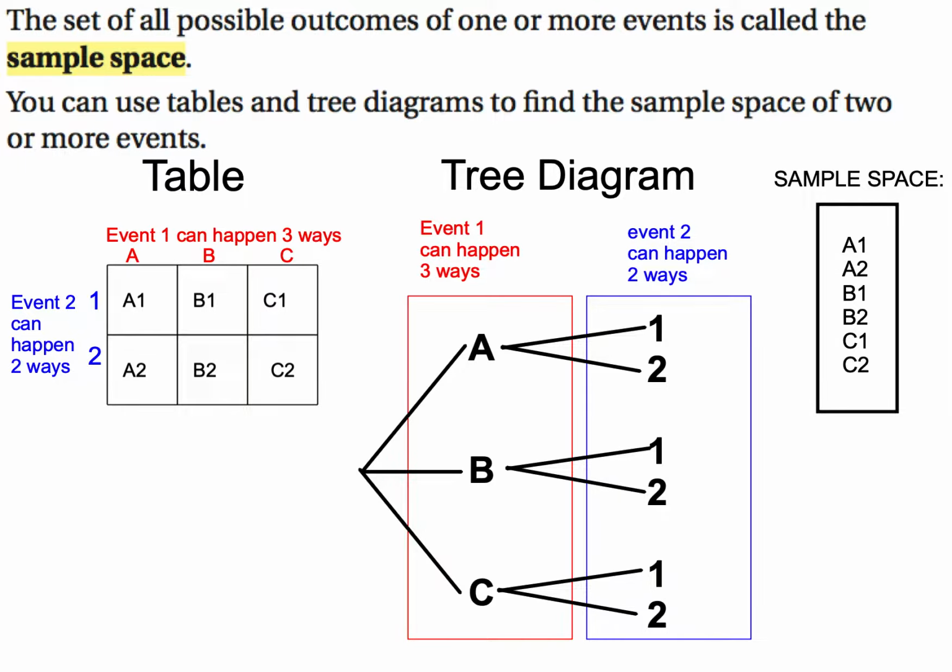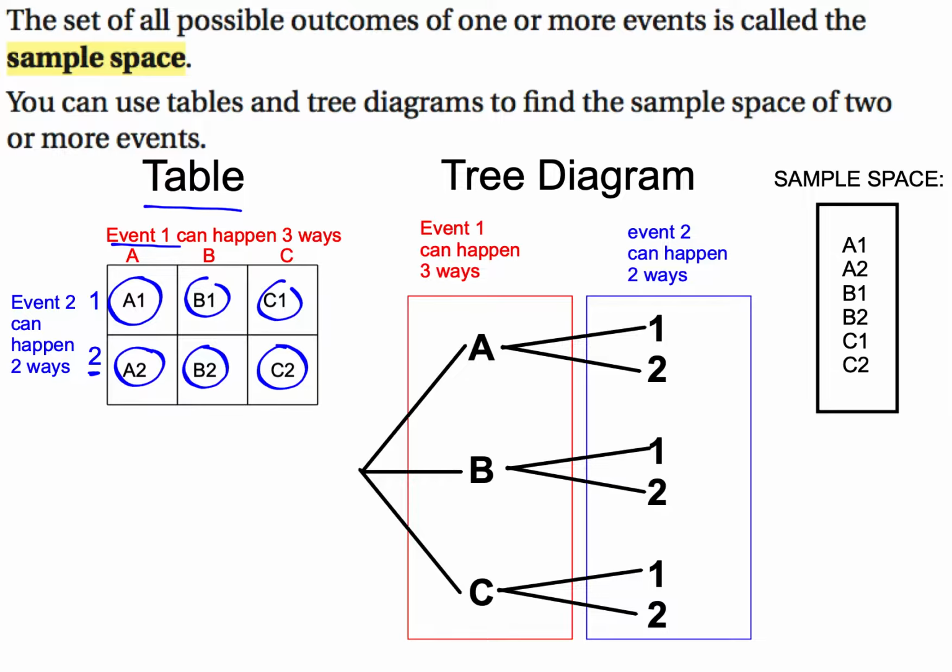So here's an example of a table. Now on a table, along the x-axis I've put event 1, and it can happen 3 ways. Event 2 can happen 2 ways. And that gives us a total of 6 different ways that the 2 events can occur. We could have event 1 happen in way A, way B, or way C, while event 2 is happening in way 1. And then if event 2 happens in way number 2, you have event 1 that can still happen in A, B, or C. So there are those 6 options.